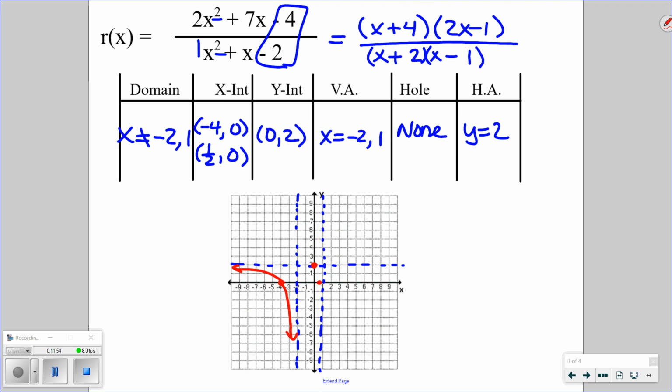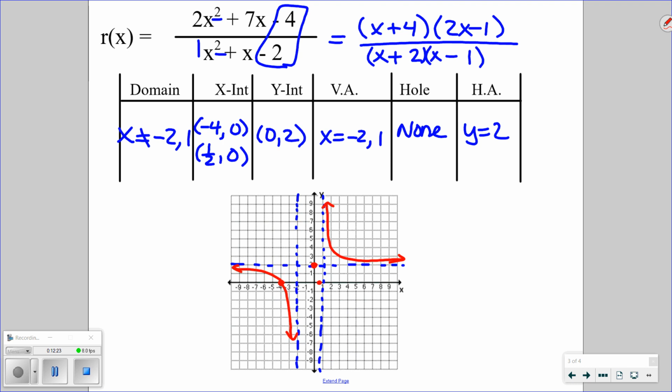And then to the right of that second VA, I can kind of tell the graph is going to look like this because there's no x-intercept in that region. So the graph would have to be above the horizontal asymptote, because if the graph is below the horizontal asymptote, it's going to cross the x-axis. Okay, now what's happening in between the 2 vertical asymptotes?